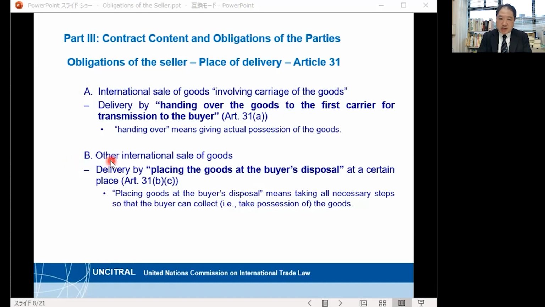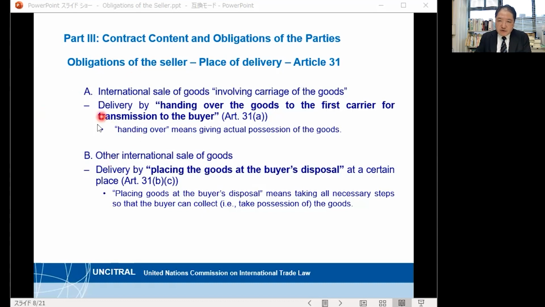In other international sale of goods, the seller's delivery must be executed by placing the goods at the buyer's disposal at a certain place. Where this certain place is will depend upon whether Article 31B or 31C applies. And placing the goods at the buyer's disposal here means taking all necessary steps so that the buyer can collect, which is to take possession of the goods. So the seller must do everything that is necessary so that it will be only for the buyer to pick up the goods. That is placing the goods at the buyer's disposal.